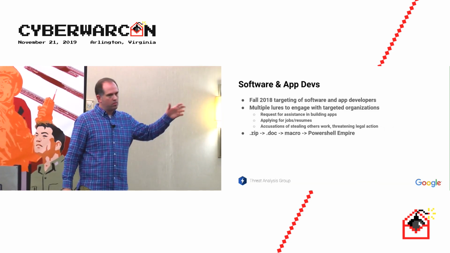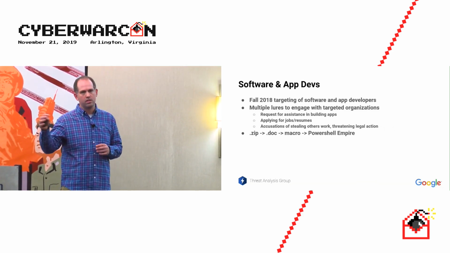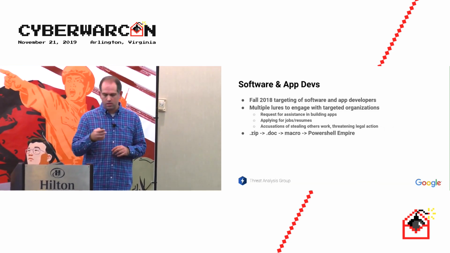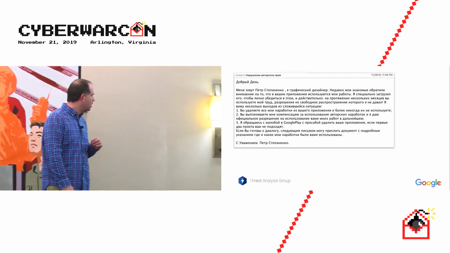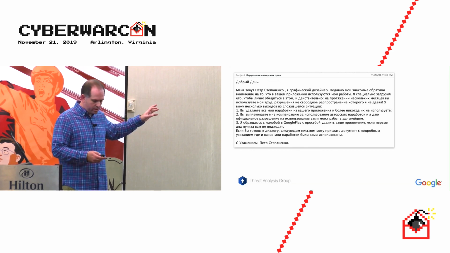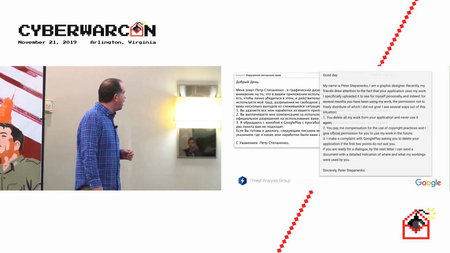And it followed the normal chain of a document within a zip file that had macros that led to PowerShell Empire, another fairly common open source or otherwise freely available first stage tool. So this is one of those lures that they were using. The language in this, I'm told, is very good. Google Translate does okay with it.